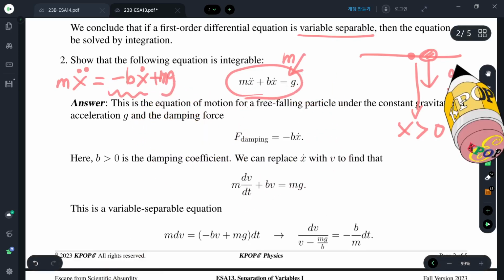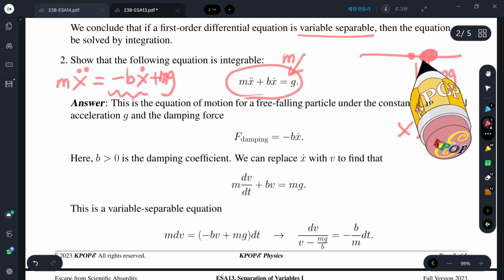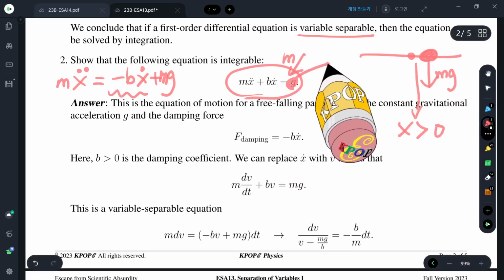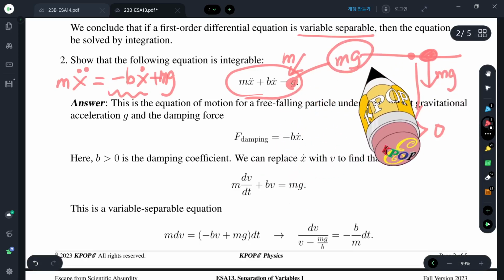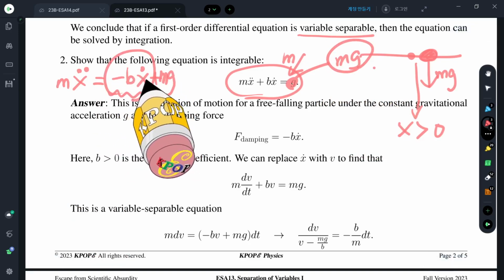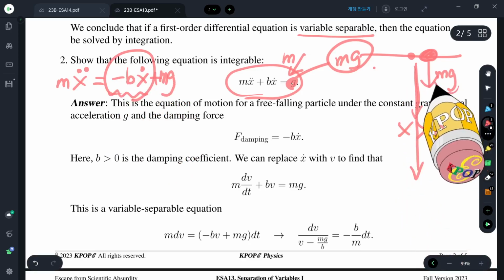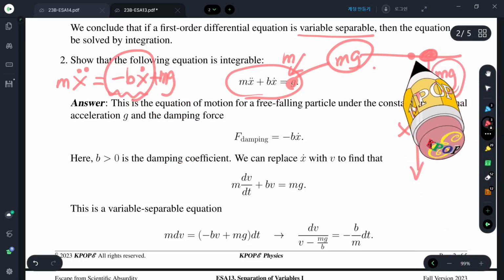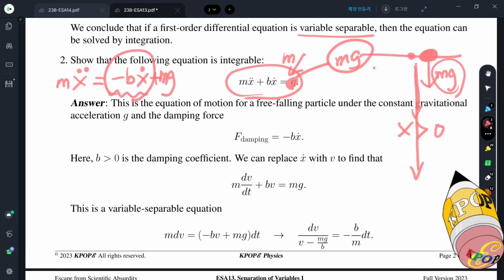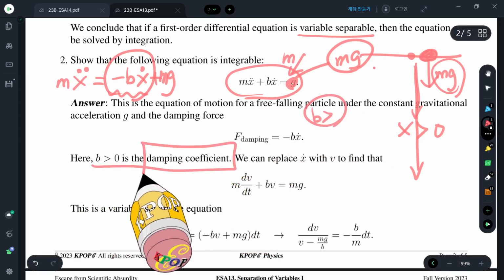mg is the weight, the gravitational force applied to the particle of mass m. So this should be mg. And then we have another force that is proportional to the velocity. So it is accelerating due to the gravitational force, and as the velocity increases, b is a positive constant that is called the damping coefficient.